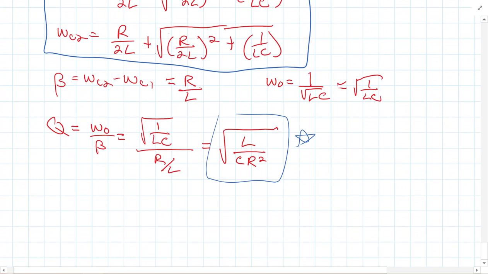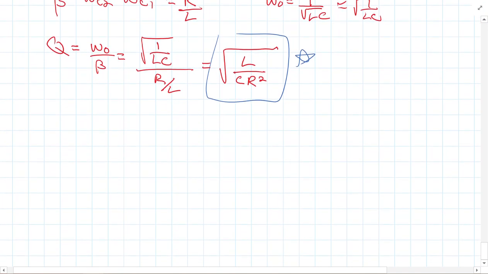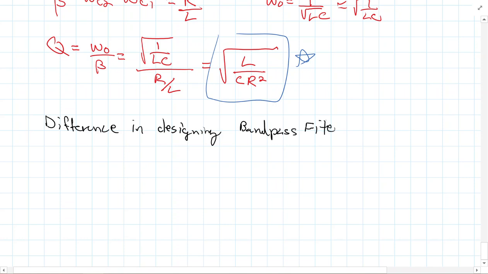Now, we have a set of 5 equations here again, but now we have to think about it. I know this video is going to go a little bit long, but let's look at the difference in designing bandpass filters. And what do I mean by the difference in designing them? Well, we had one circuit that we did in the previous lesson. Actually, I'm drawing it wrong here. It was this way.